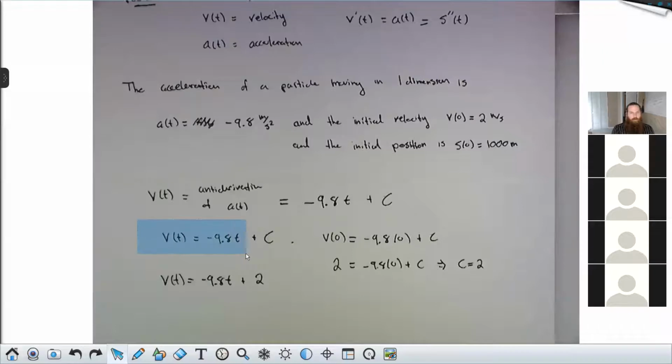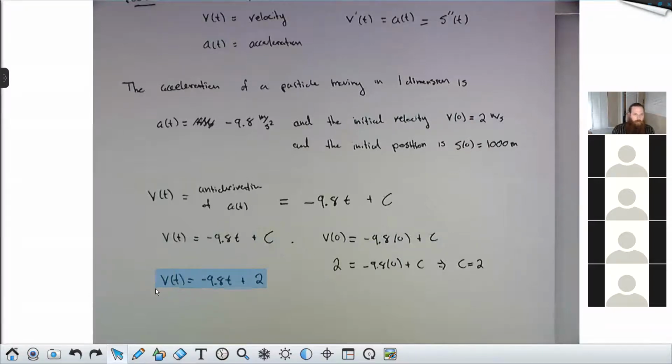When we took our antiderivative, there was this constant c, and then this bit of information they gave us, the initial velocity, the value of the velocity function when you plug in t equals 0, they told me is 2. So I plugged in 0 for t, and I set that equal to 2. 9.8 times 0 is 0, so this is just 2 equals c, so c is 2. Then I take that value of c and I plug it back in here. Now here is my complete velocity function.